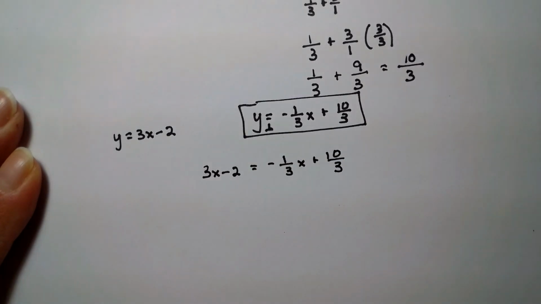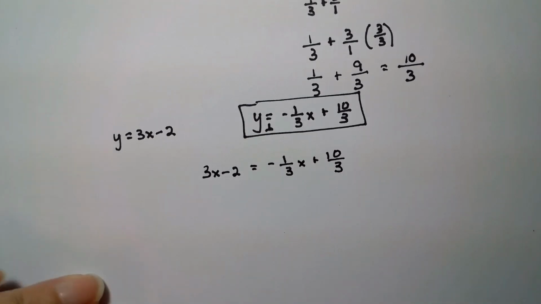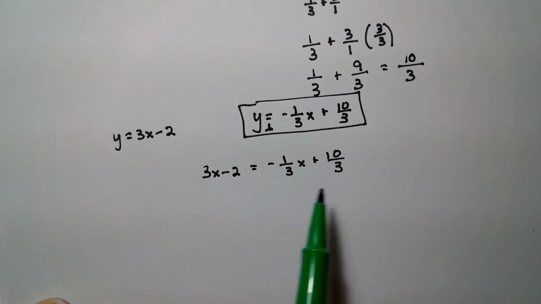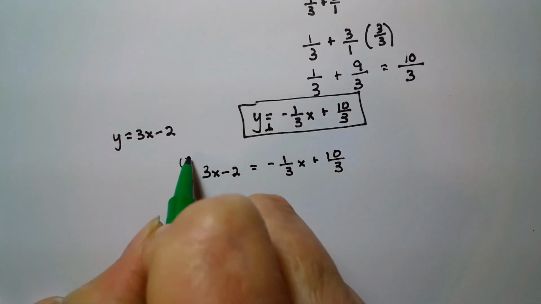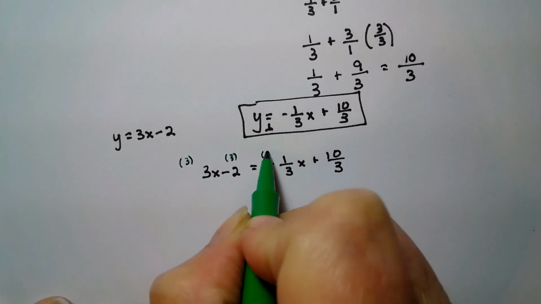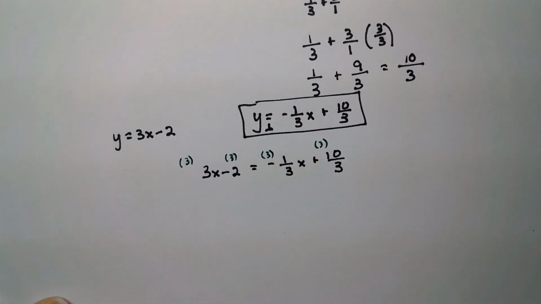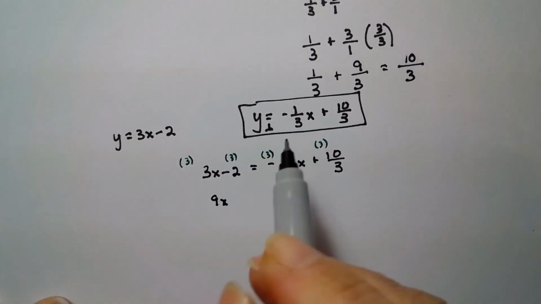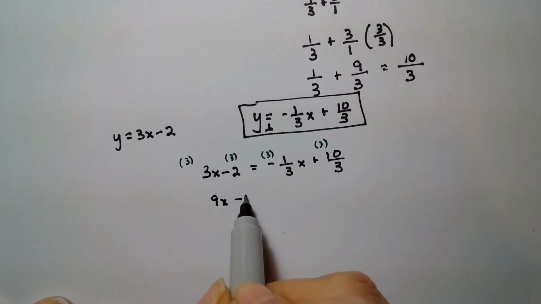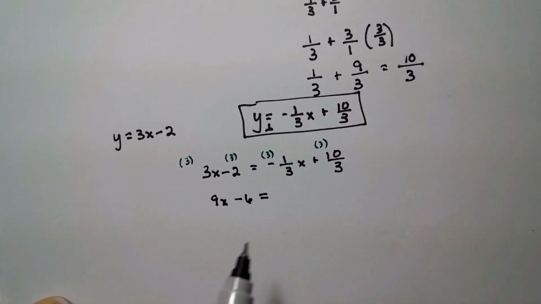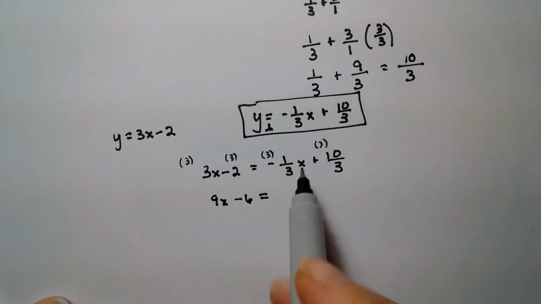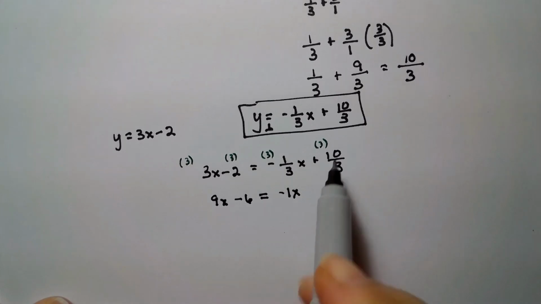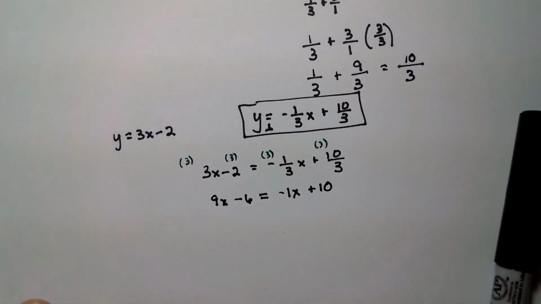And we don't like fractions in our equations. So what are we going to multiply every term, both sides, by to get rid of the denominators? 3 in this case, right? I'm going to multiply every piece by 3. 3 times 3x is 9x. 3 times negative 2 is negative 6. Bring down the equal sign. 3 times negative 1/3 x is negative 1x. And 3 times 10/3 is 10.